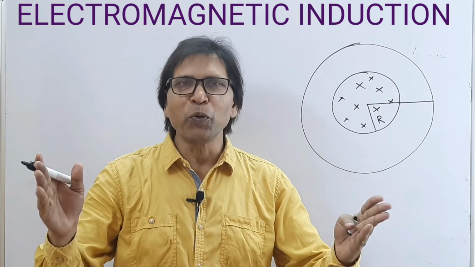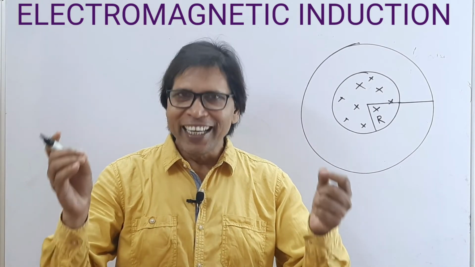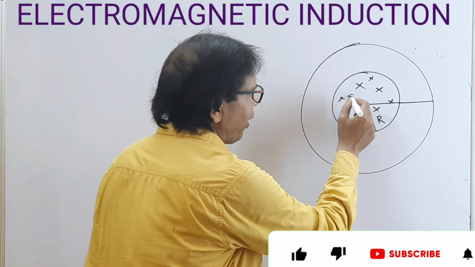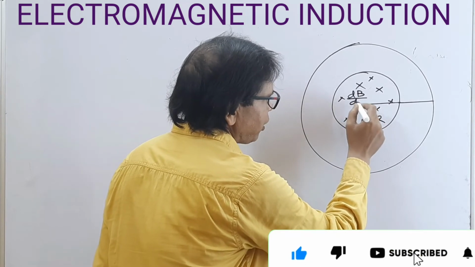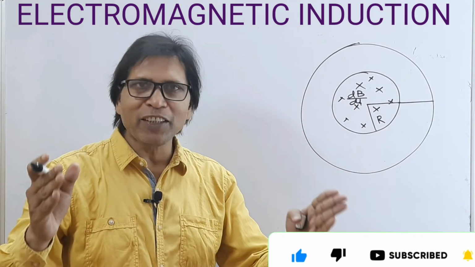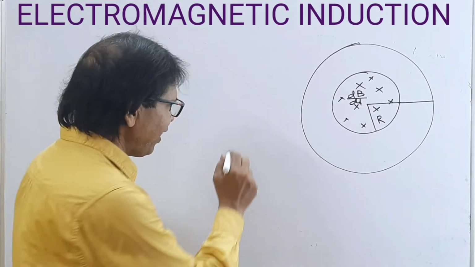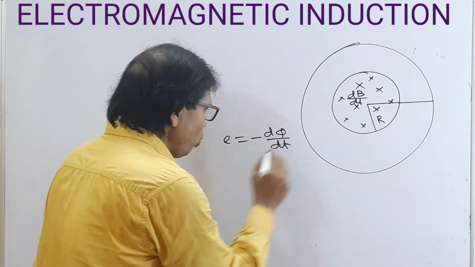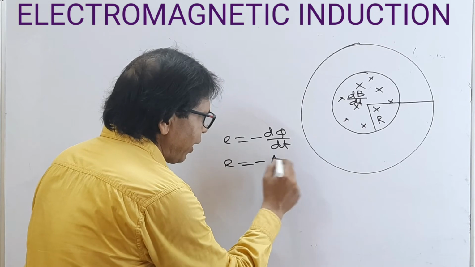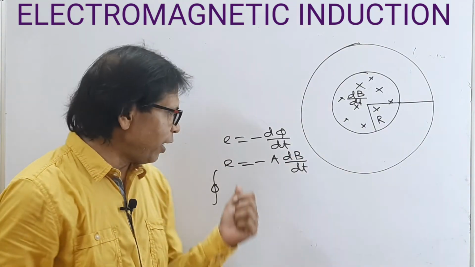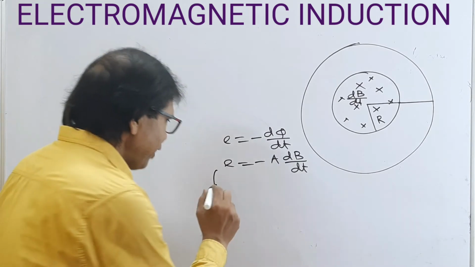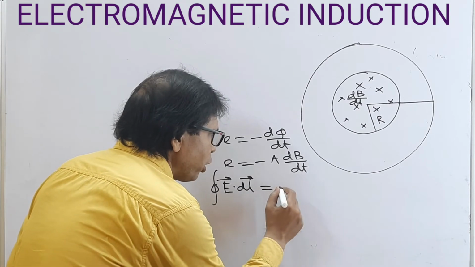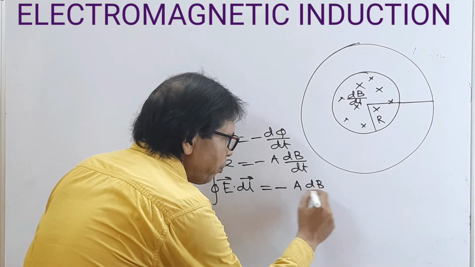Now we have to express the relation between changing magnetic field and electric field. Suppose the changing magnetic field is dB by dt. We know from Faraday's law of electromagnetic induction, E equals minus d phi by dt. So look at this, E equals minus A dB by dt. The EMF E can be expressed as the line integral of E vector dot dl vector. So the line integral of E vector dot dl vector equals minus A dB by dt.